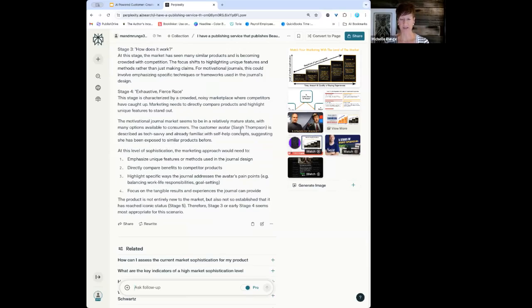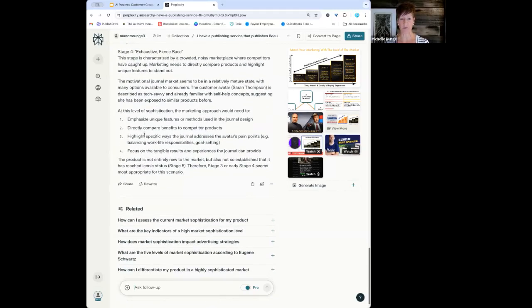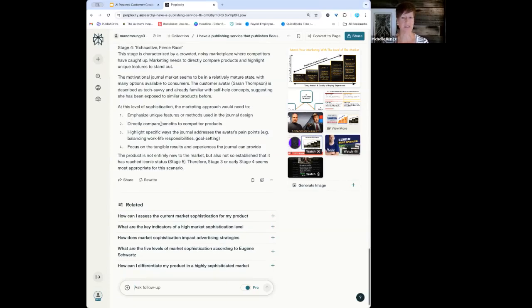The customer avatar, Sarah Thompson, is described as tech savvy and already familiar with self-help concepts, suggesting that she's been exposed to similar products before. At this level of sophistication, the marketing approach we would need would include some of these things. I love this. Emphasize the unique features or methods that are used in the journal design itself, directly compare benefits to some of your competitors' products, highlight specific ways that the journal addresses the avatar's pain points, like balancing work-life responsibilities and goal setting, and then focus on the tangible results and experiences the journal can provide.